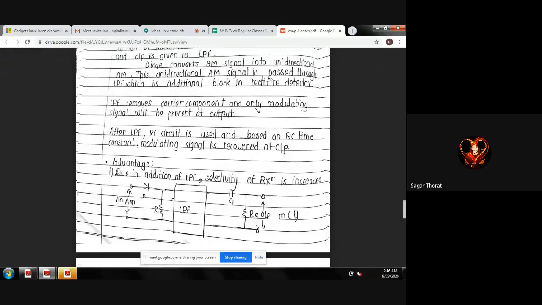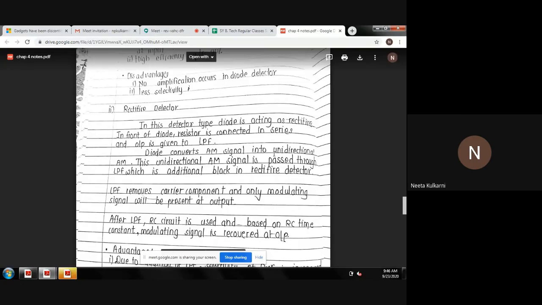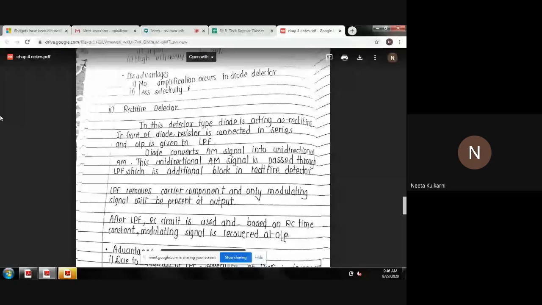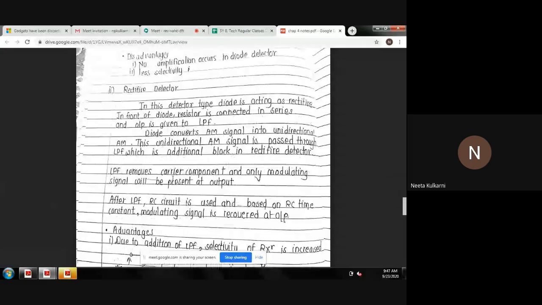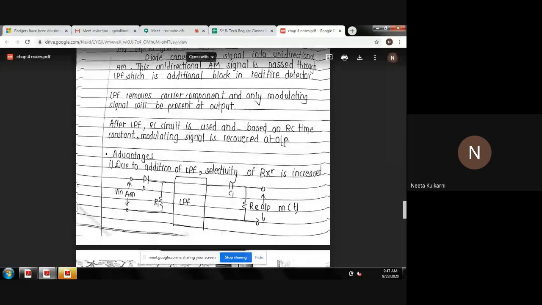Yes, ma'am. So same it is given here. In this detector type, the diode is acting as a rectifier. In front of the diode, a resistor is connected in series and the output is given to the low pass filter. Then this diode converts the AM signal into unidirectional AM. This unidirectional AM signal is passed through the low pass filter, which is an additional block in the rectifier detector. And the low pass filter removes the carrier component and only the modulating signal will be present at the output. So this is the working principle of this rectifier detector.